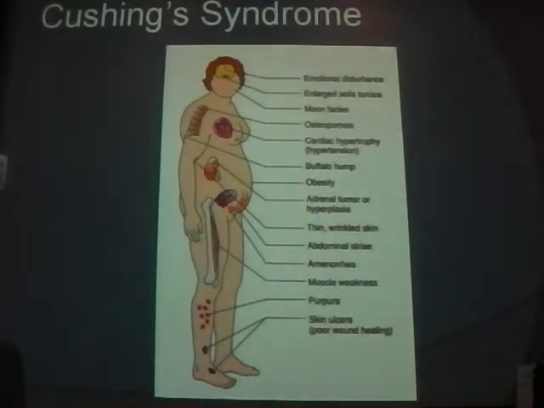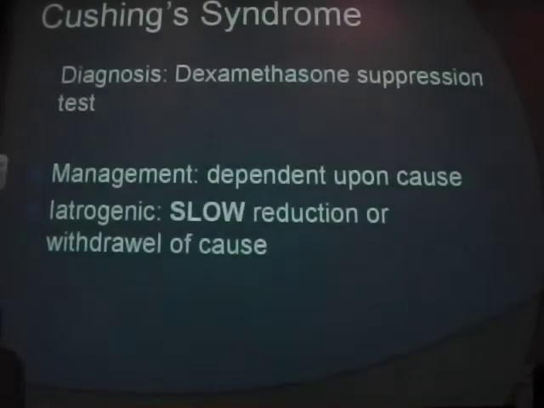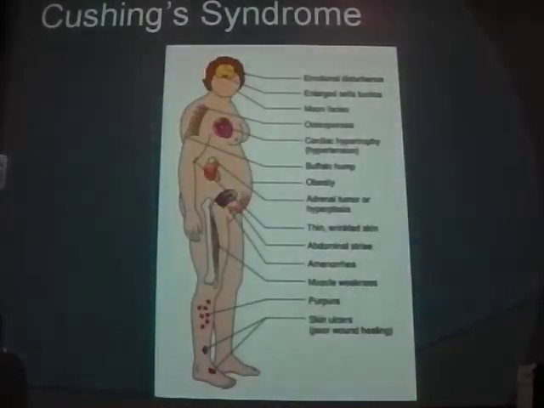You'll all recognise this woman. These are the general features of Cushing's syndrome. Just be able to reel off a few of them. They're all quite distinctive. So how are we going to diagnose Cushing's? So you're thinking of your baseline and random cortisol levels. The most diagnostic way is the dexamethasone suppression test. I wouldn't worry about the ins and outs of it. Just recognise it and know that that's the test for Cushing's.